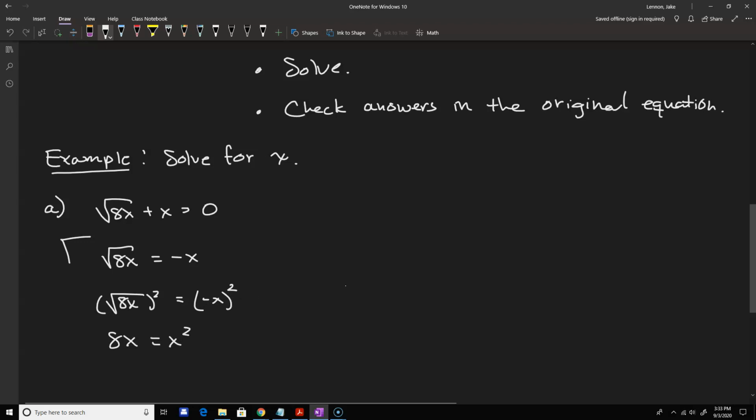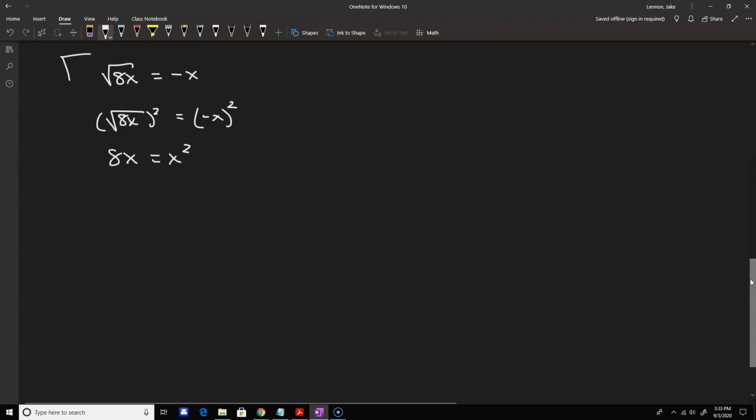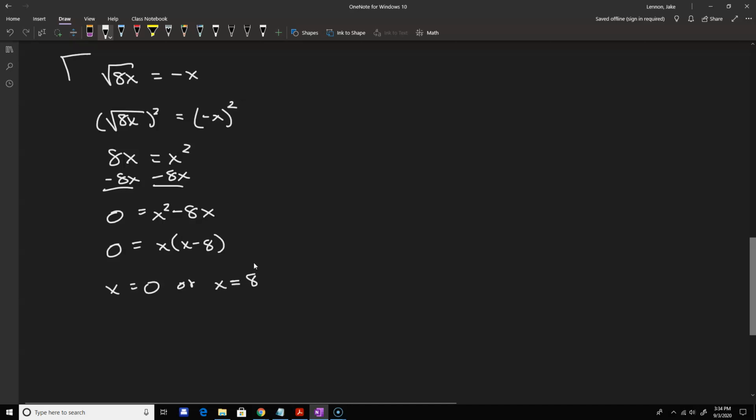We can subtract our 8x, and then from there, we can factor to solve. So we end up with, again, two answers, but as we'll shortly see, only one of those answers will in fact work. So we can factor out the x. So we get x times x minus 8 equals 0. So we either have x equals 0 or x minus 8 equals 0. So that would be x equals positive 8. 8 minus 8 would give 0 in the second factor.